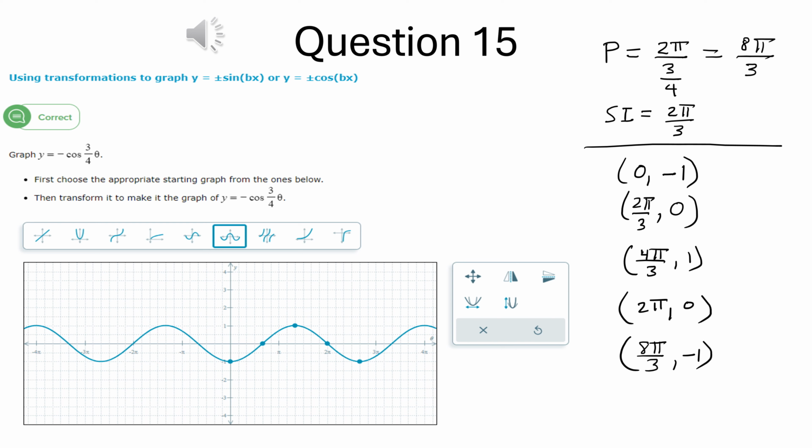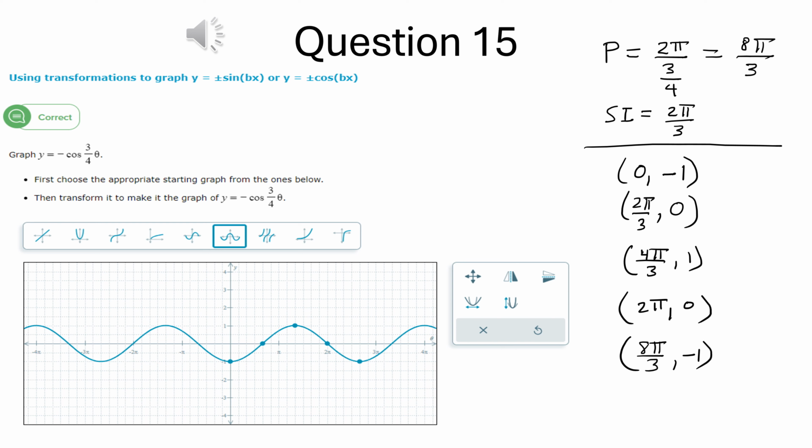Okay, again, the period. The period is 2 pi over b, b is 3 over 4, this is equal to 8 pi over 3. And the step is the period divided by 4, always, this is 2 pi over 3. You know, cosine starts at 0, in positive or in negative, a maximum or a minimum. In this case, a minimum because we have reflection. Entonces, the amplitude is 1. Entonces, 0, -1.